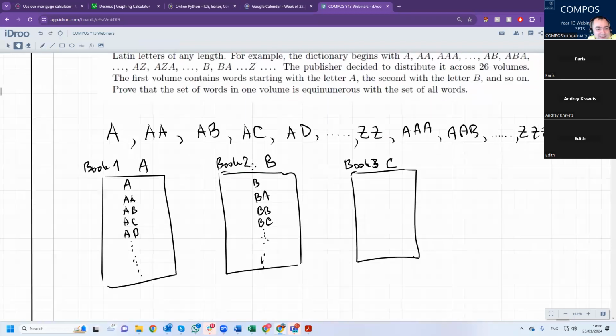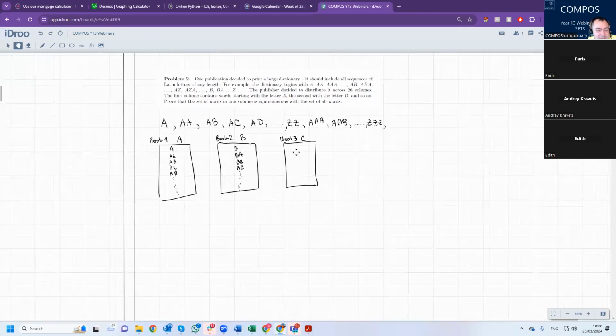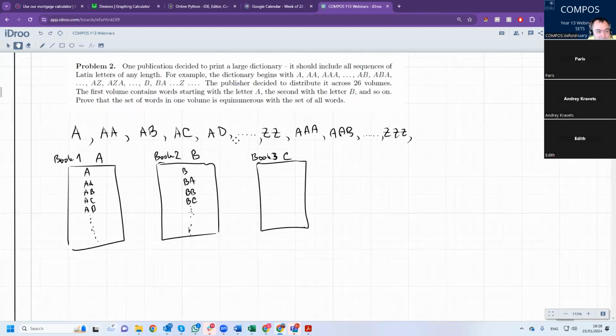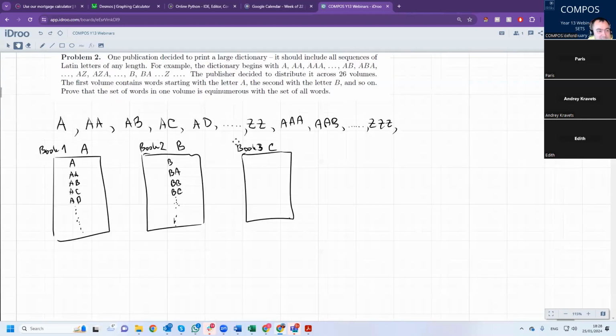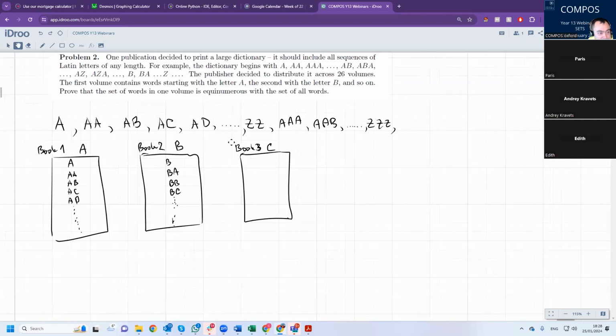So, okay, so you have books. The question, what you need to prove is that the whole dictionary, so the whole 26 books, can take the same number of words as book 1. Or book 2 for that matter. So each book contains the same number of words as the whole dictionary.